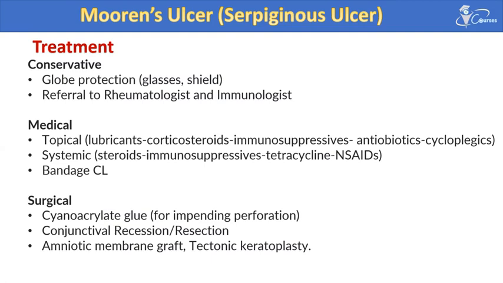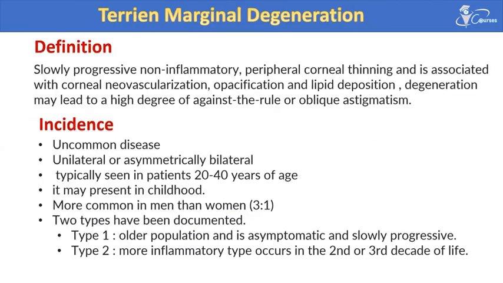So this was peripheral corneal ulceration with inflammation. There are other diseases that cause peripheral corneal ulceration without inflammation. One of them is pellucid marginal degeneration. The first very important thing about it is that it is non-inflammatory. It is a peripheral corneal thinning that is non-inflammatory. There is no inflammation here, and it is very slowly progressive. So it is a slowly progressive, non-inflammatory peripheral corneal thinning with corneal neovascularization, opacification, and lipid deposition.